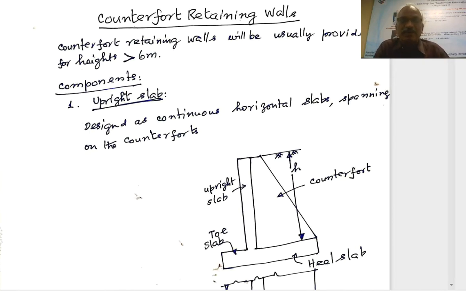Now, upright slab is one component, toe slab is another component, as we have discussed earlier, and the heel slab is another component. These are the three components, and the upright slab is supported on the backfill side by means of counterforts. Counterforts are intermediate supports that are provided at intervals of 3 meters or 3.5 meters. Therefore, the upright slab here will act as a continuous slab, a continuous horizontal slab.